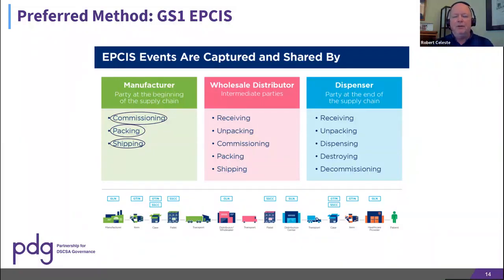EPCIS, again, is very rich, and there are other events, as you see here, that can be used by trading partners for their own benefit internally. But you'll see over and over again within our documentation: commissioning, packing, and shipping events.